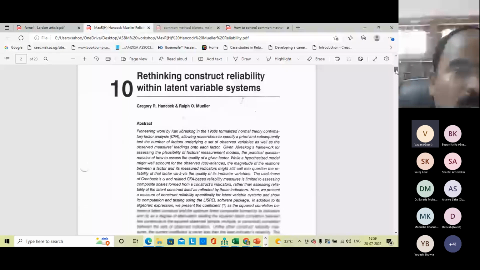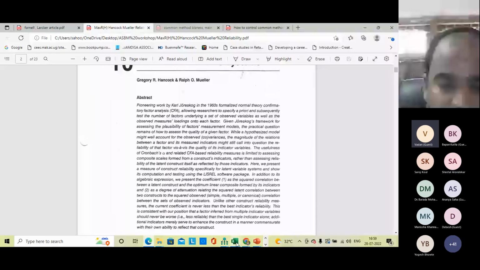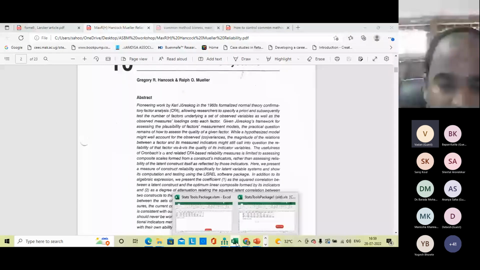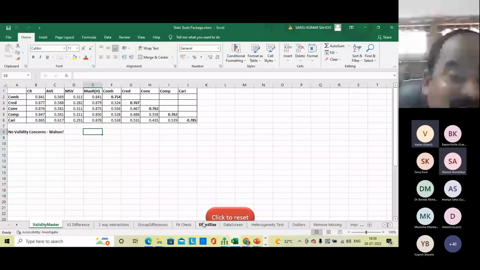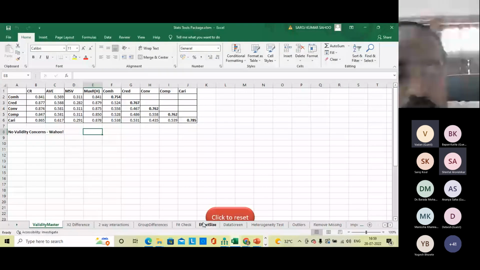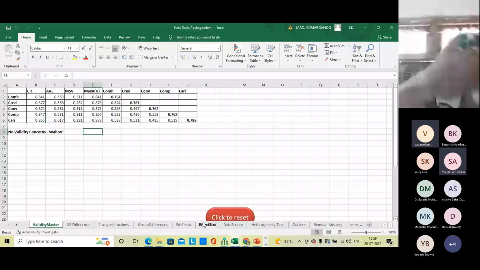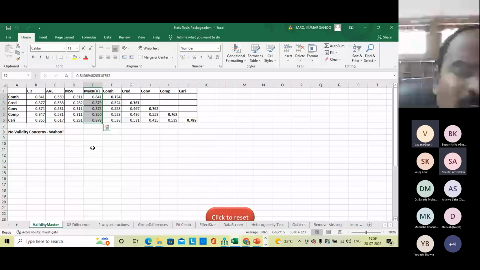According to Hancock and Muller, the maximal reliability, denoted as Max RH, should be more than 0.7. Nowadays, some of the authors are saying it should be more than 0.8. However, in my research, both cases are proven. The Max RH values are more than 0.7, also more than 0.8. More than 0.7, you can accept it, do not worry.